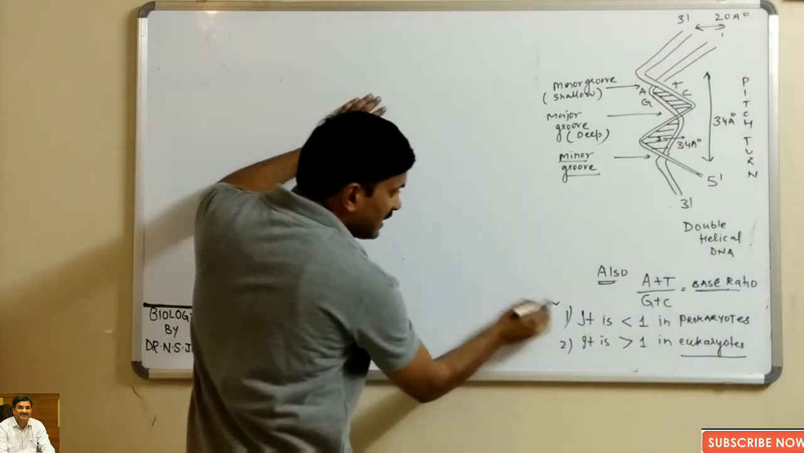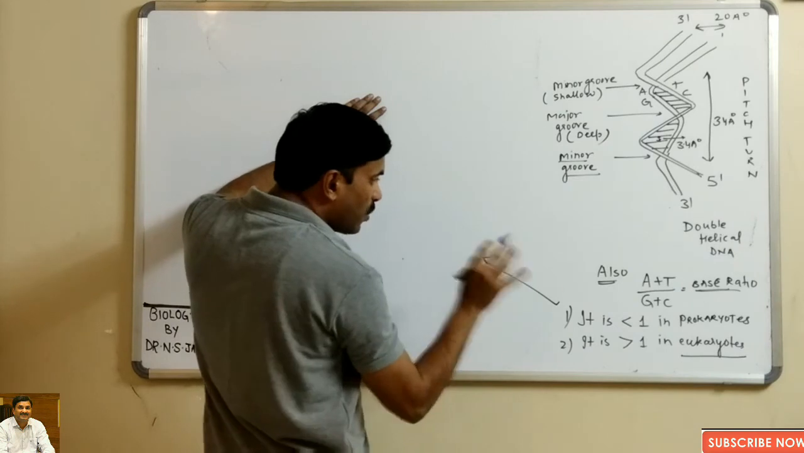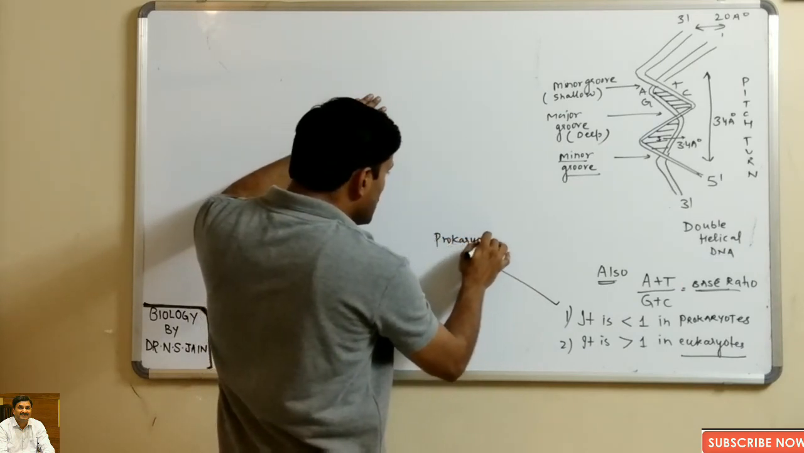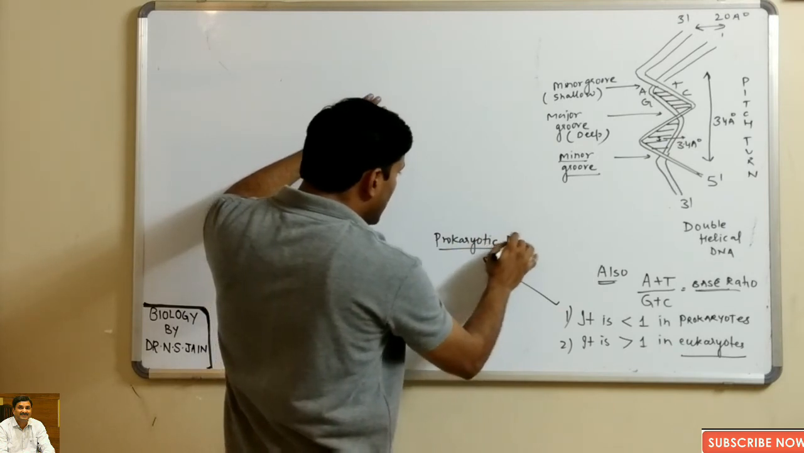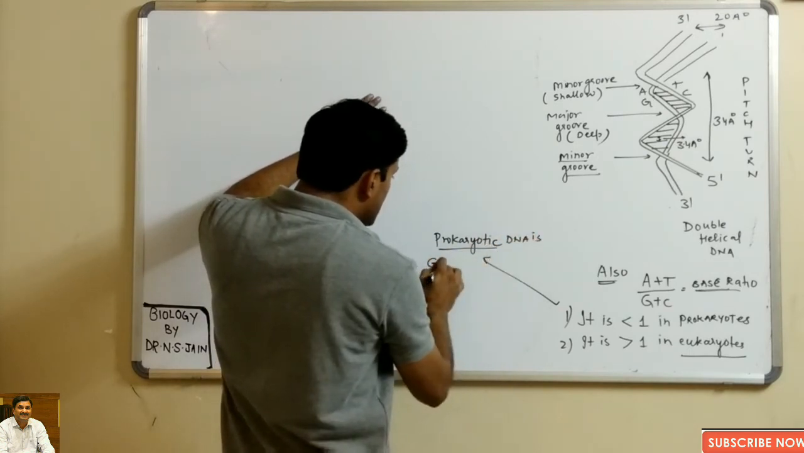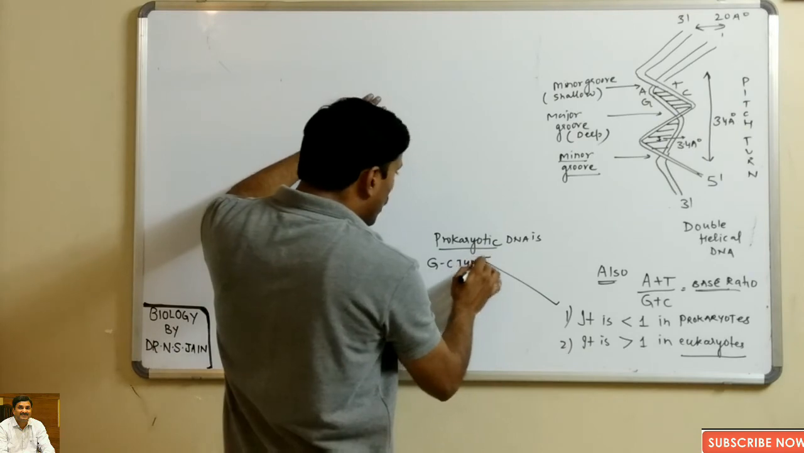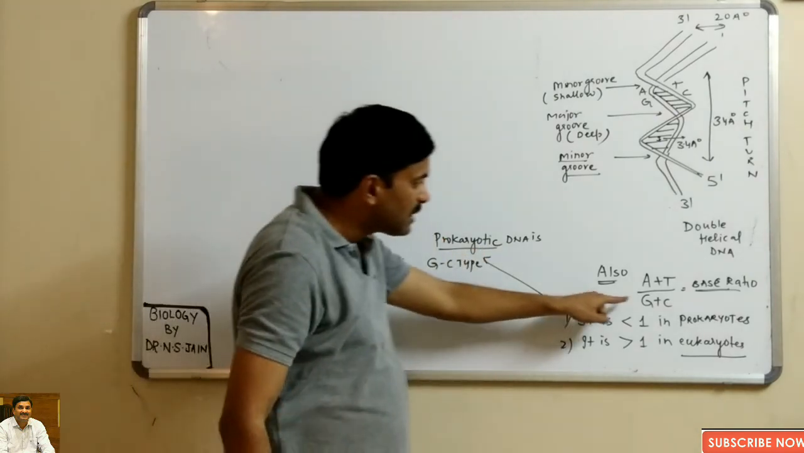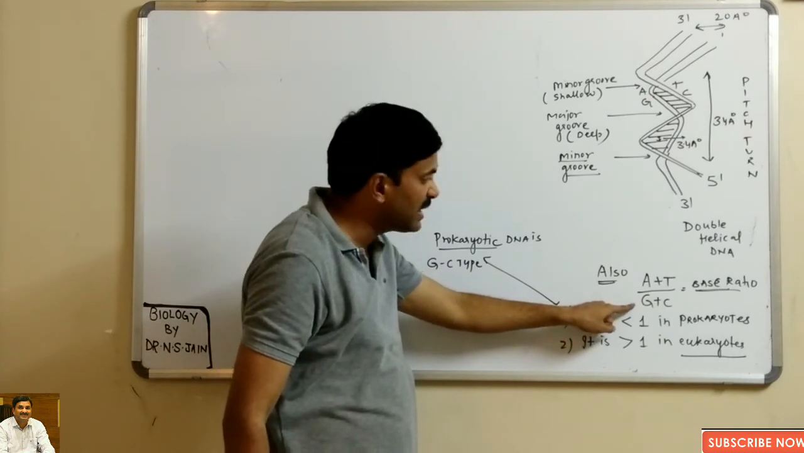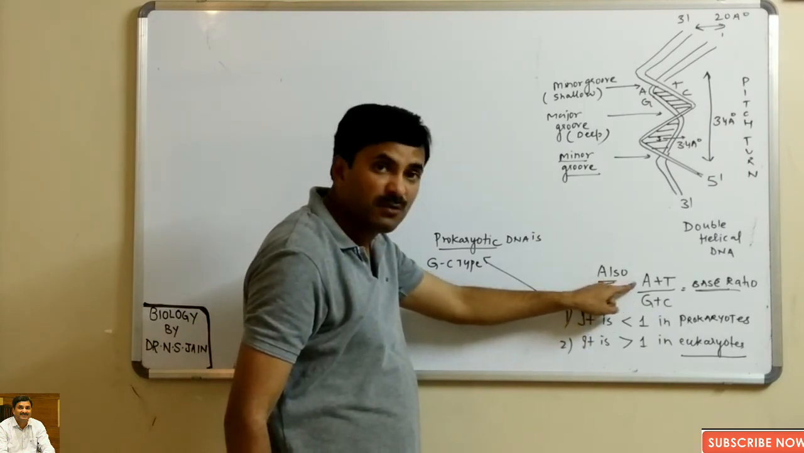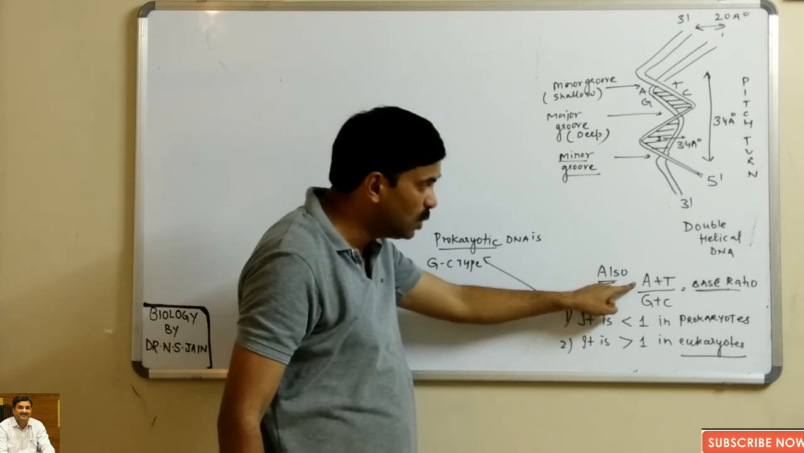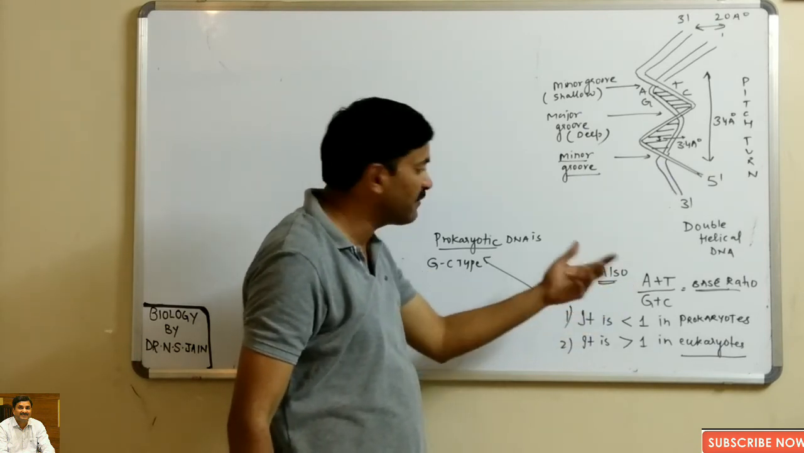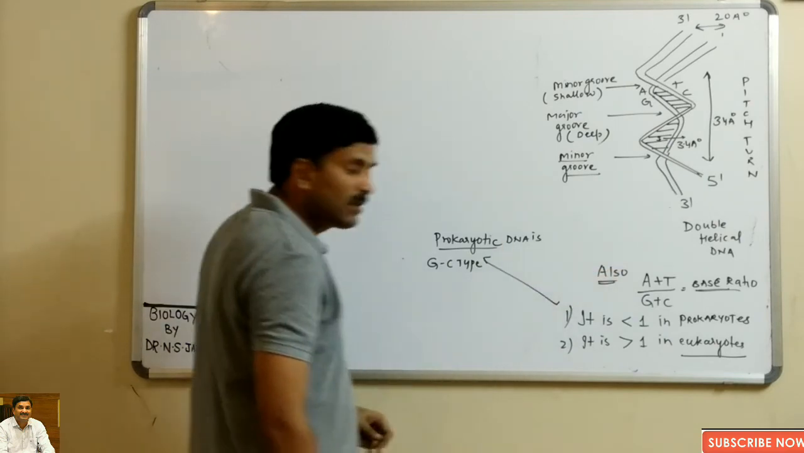You must remember that in prokaryotes it is less than 1. Why? Because we have just now studied that prokaryotic DNA is GC type. Now what will be the impact of the GC type of DNA? GC type means the lower value will be more in the case of prokaryotes and the upper value will be low. So the value coming will be 0 point something, which will be less than 1.